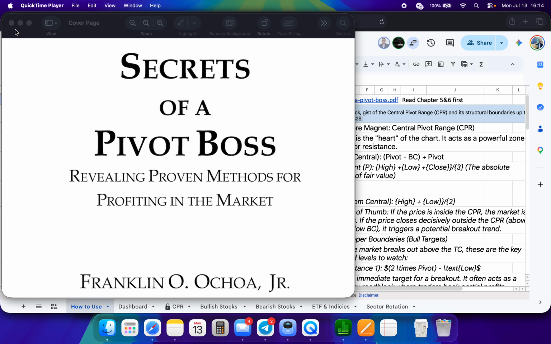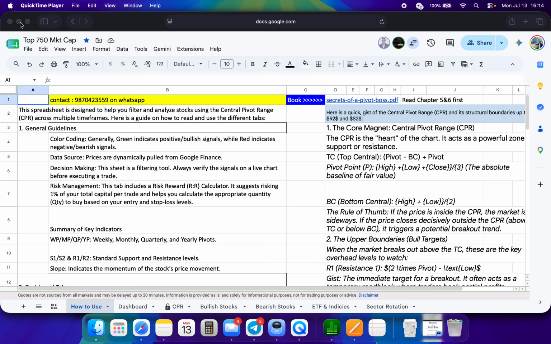So when you first open the Google Sheet, you will first go to the tab How to Use. Here you will find all the details, all the tabs, wherein what information is required and which you will see. I have my contact number also listed there. The link to the book is also given over here.